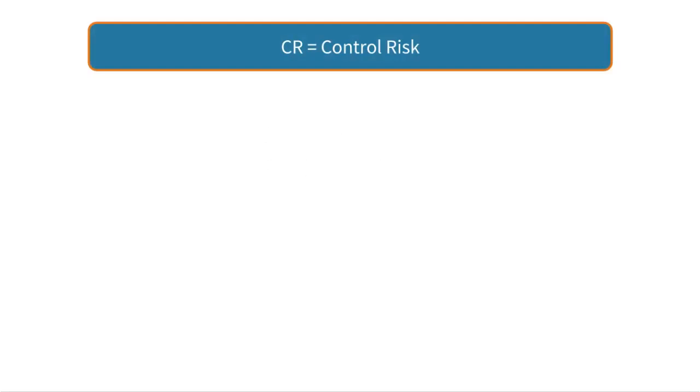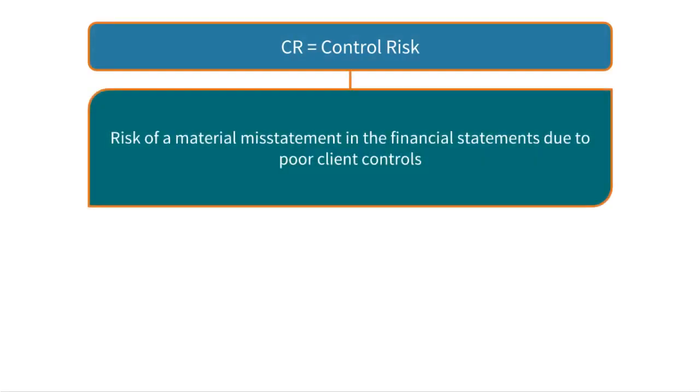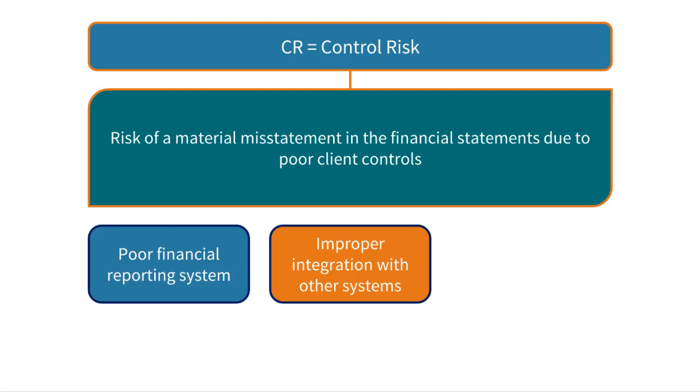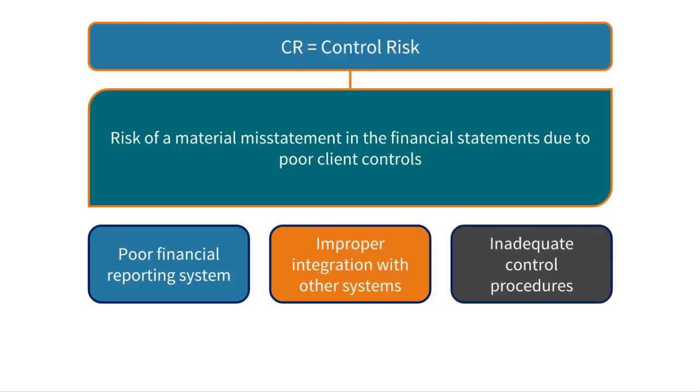CR is control risk. This is the risk of a material misstatement in the financial statements due to poor client controls. Control risk may be high due to the financial reporting system itself. For example, it may not be integrated with other systems which provide it with information. If human input is required, this increases the risk of misstatements being present. Control risk may also be high as the client does not perform adequate control procedures within their business.